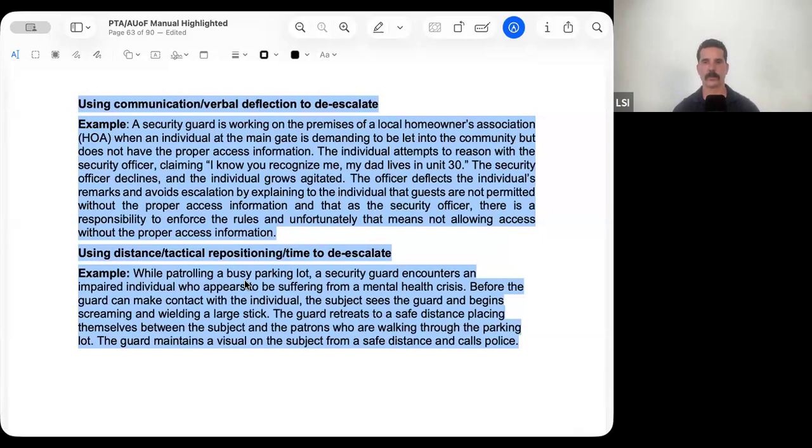Using distance, tactical repositioning, time to de-escalate. Example: while patrolling a busy parking lot, a security guard encounters an impaired individual who appears to be suffering from a mental health crisis. Before the guard can make contact with the individual, the subject sees the guard and begins screaming and wielding a large stick. The guard retreats to a safe distance, placing themselves between the subject and the patrons who are walking through the parking lot. The guard maintains a visual on the subject from a safe distance and calls police.